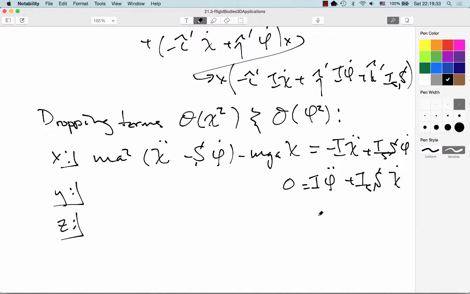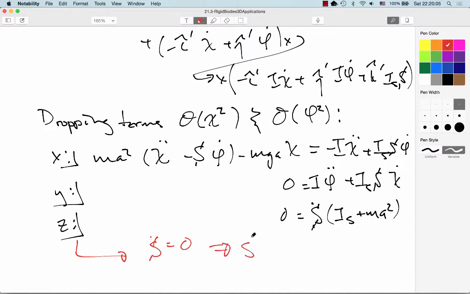And the z term will give me 0 equals s dot times I_s plus ma squared. Immediately, the z relation here is going to give me that s dot equals 0, because both these terms are just positive constants. And therefore, the spin is a constant, like we've seen before with these kind of things.